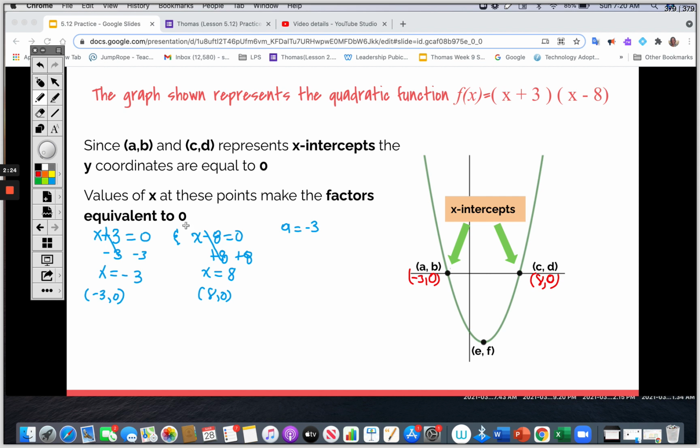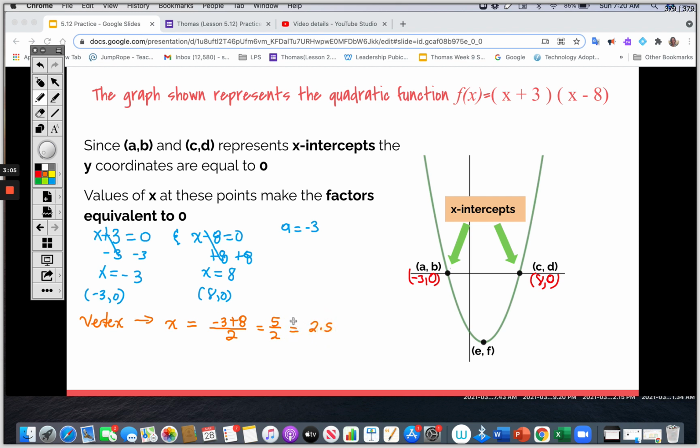Now, the other thing that we were asked to do is to find the vertex. And we know the vertex occurs halfway in between our x-intercepts. So in order for us to find the vertex, we've got to find the halfway point. The x-coordinate of our vertex is going to occur halfway between our a and c. A is negative 3 and c is positive 8. Halfway of that, negative 3 plus 8 is 5, over 2. That's going to give us a positive 2.5.